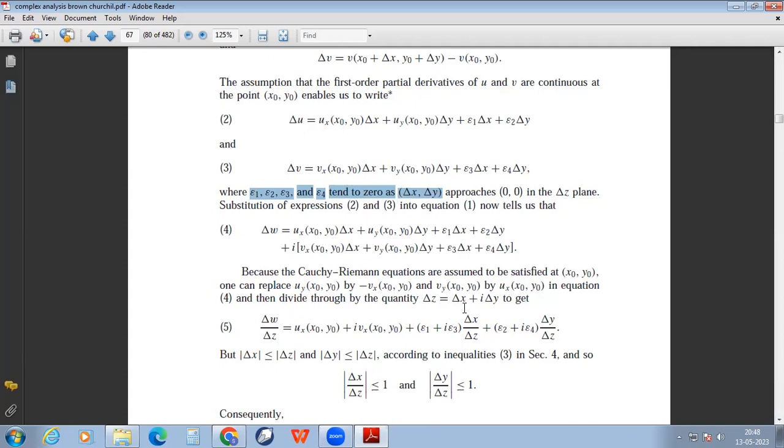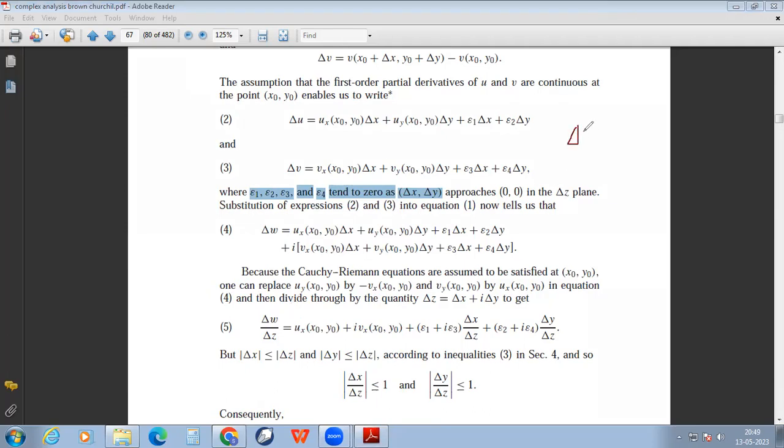And in this case you are having delta x upon delta z and delta y upon delta z. But you know better, delta z is nothing but delta x plus I times delta y. So individually when I talk about the real part, the modulus of the real part has to be less or equal to this particular modulus. Same way with this, the modulus of the imaginary part will be less or equal. I suppose you are getting me.